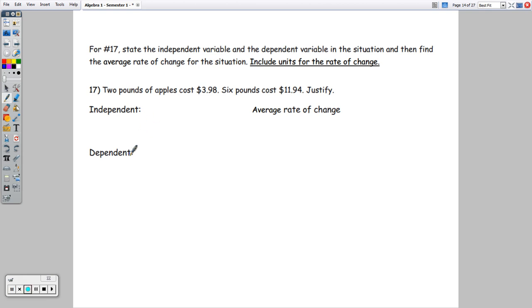So the dependent variable is the dollars. And that depends on how many pounds of apples you buy. So the average rate of change is going to be the change in y over the change in x. Independent is always like your x value, and dependent is always your y value. So change in y over change in x, we're saying the change in dollars over the change in pounds. LBS is an abbreviation for pounds, so I'll write it like that.